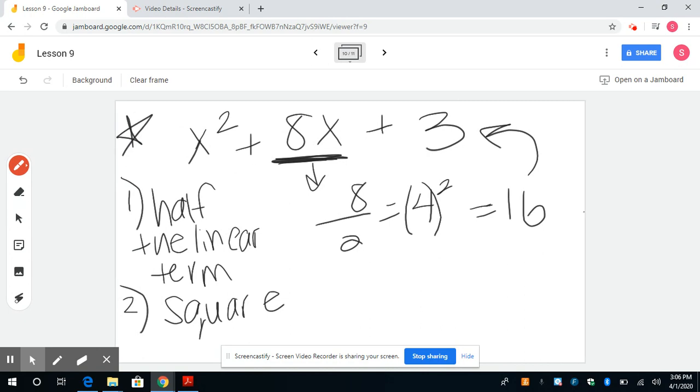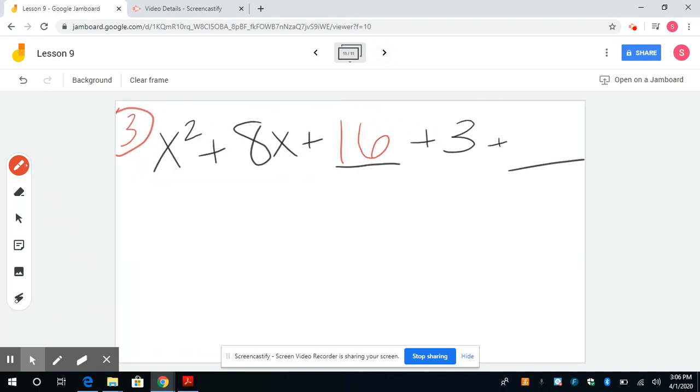So before, I took my linear term, I halved it, I divided by 2, I got 4. I squared it. Now I'm going to take this 16, do step 3, and add it to my trinomial to make my perfect square trinomial.